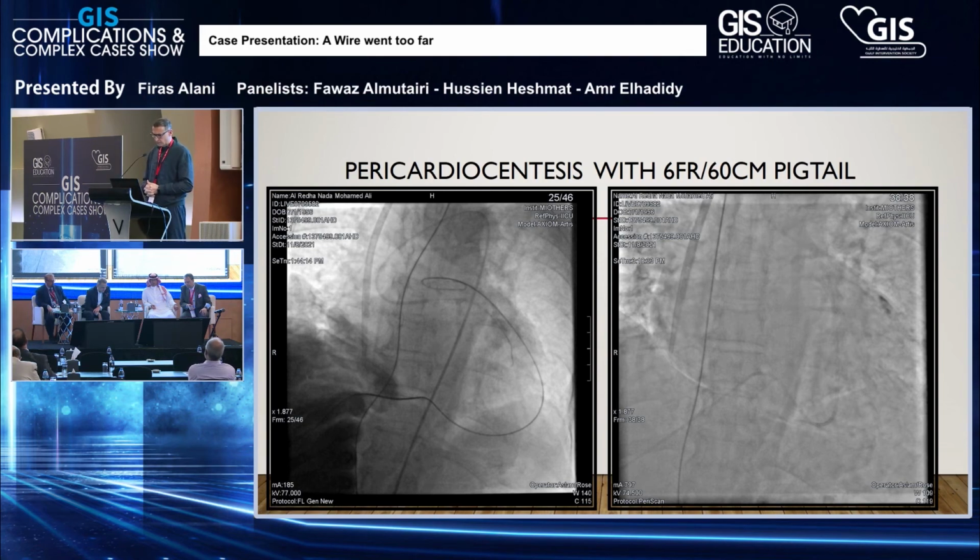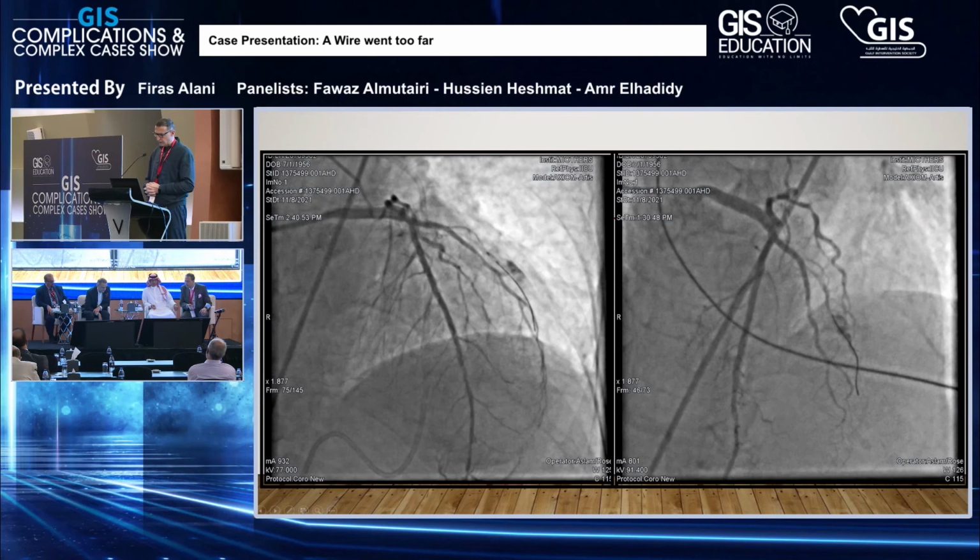Next slide. And we kept draining, but the blood didn't stop. We keep putting back blood, and then finally we got into better imaging, but at this point everything was in a controlled fashion. Next slide.